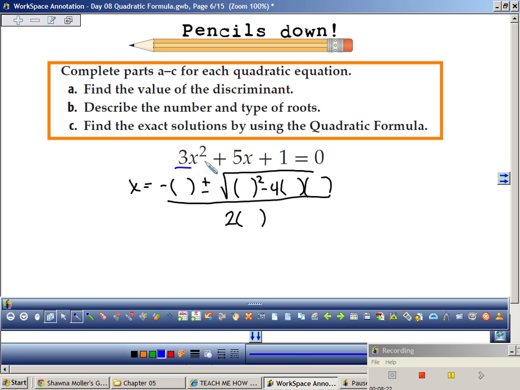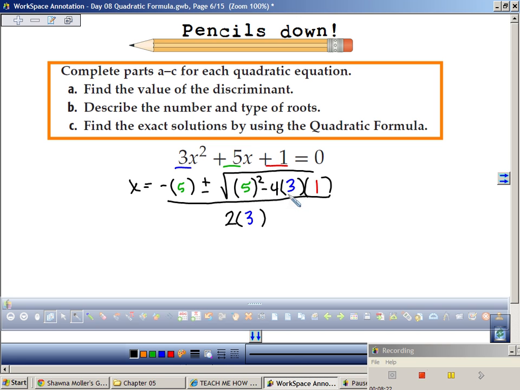All right, so my a is 3, and my b is positive 5, and my c is positive 1. So my discriminant is 25 minus 12. What's 25 minus 12? 13, not square root of 13, 13.